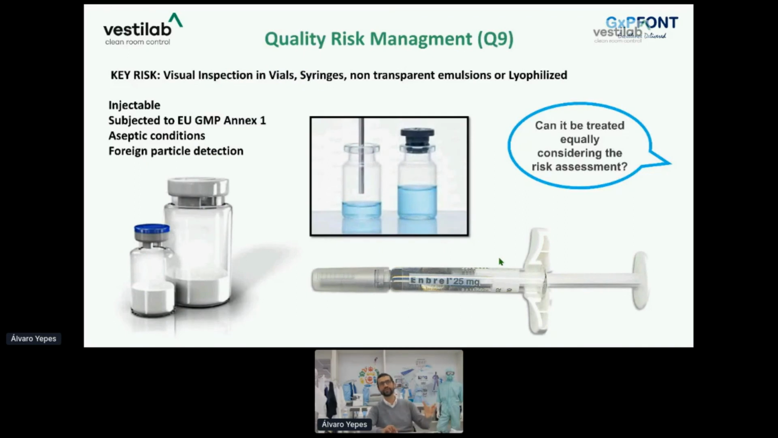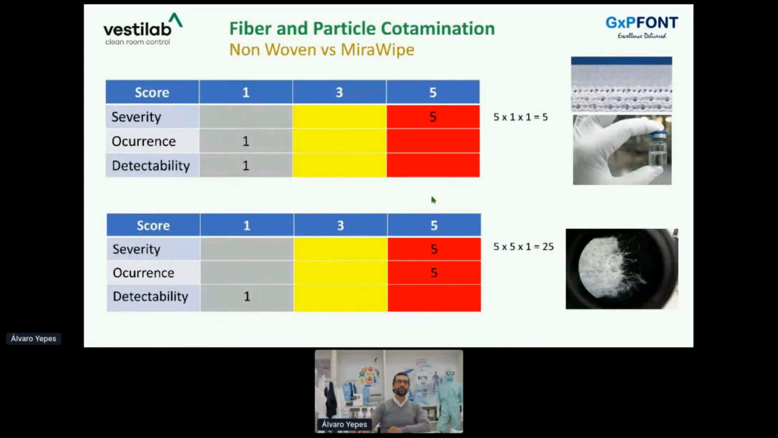So we will compare freeze-dried products, syringes, clear vials, or opaque vials. We give a score of 1, 3, or 5, depending on low, medium, and high. And in this case, we analyze the special microfiber versus the non-woven material. We can see that in terms of severity, it's obviously the same. The risk for the patients of particles is high, but it's very different how likely the event is to occur when we use a non-woven material compared to a more resistant wiper like special microfiber.